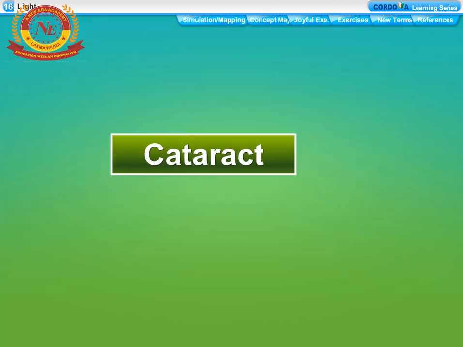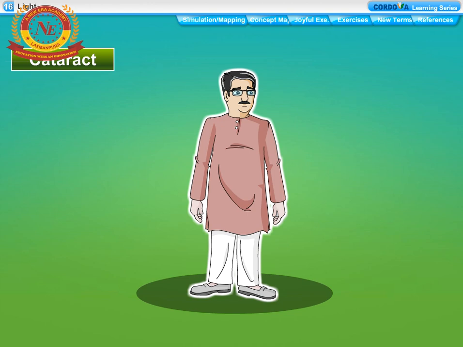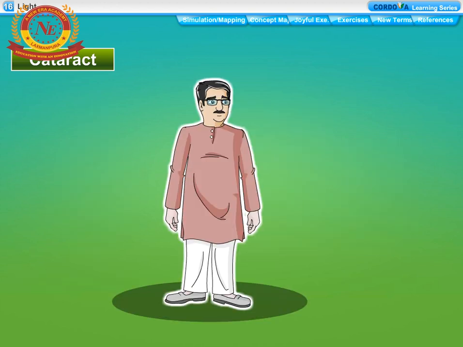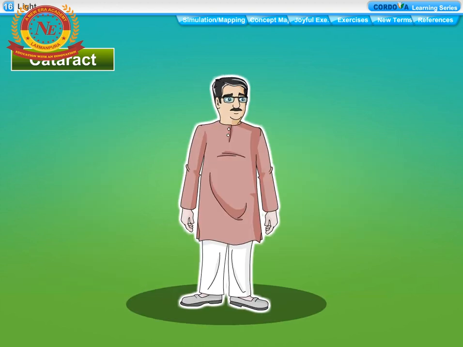Cataract. It is a leading cause of blindness among the adults of 45 years of age and older. The eye lens becomes cloudy. Because of this cloudiness, light rays do not pass easily through the lens to focus on the retina. As a result, things look foggy or cloudy. People with cloudy eye lens are said to have cataract.